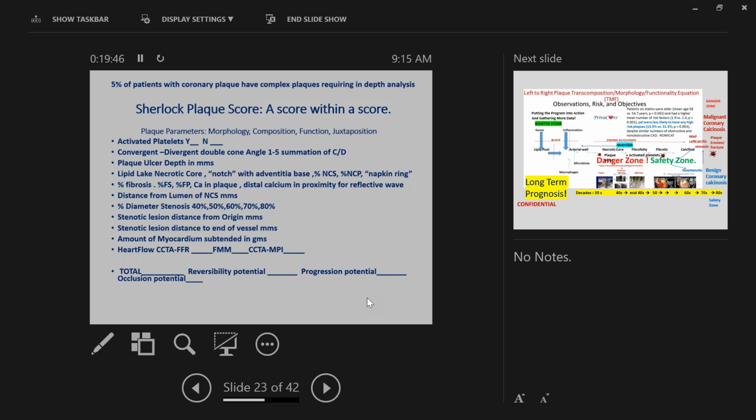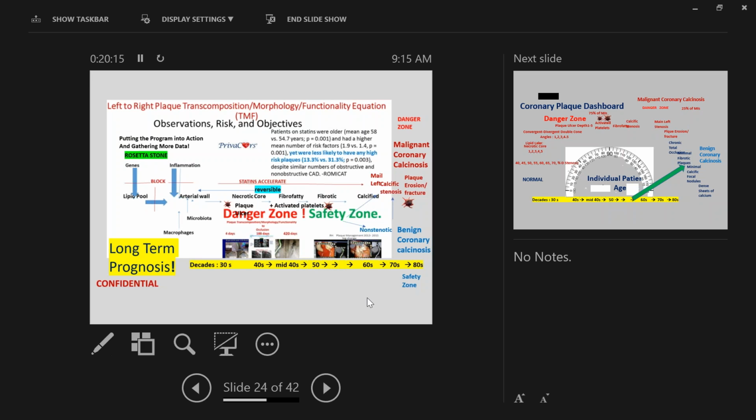If there's an ulcer in the plaque, that is key in this group of patients, because plaque ulcers with activated platelets can cause acute coronary thrombosis. And so the key in this particular group of patients, because they have activated platelets from bone powder, is to look for a plaque ulcer. And we'll talk about that in a minute. So this is only 5% of patients that we are involved in this kind of more deep probing of what's going on with the plaques.